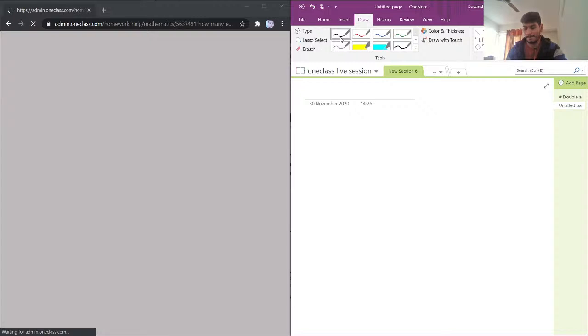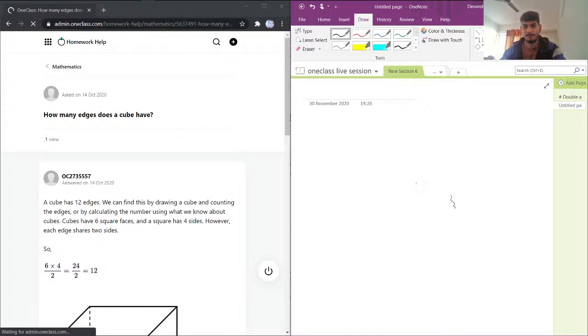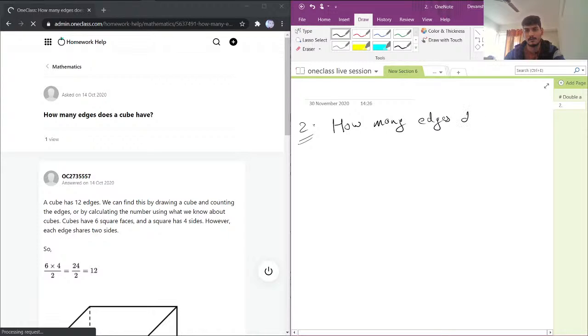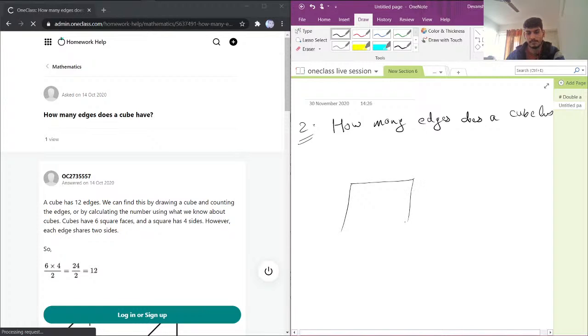Question number 2: how many edges does a cube have? So let us draw a cube. This is a cube. Not a good one, but yeah.